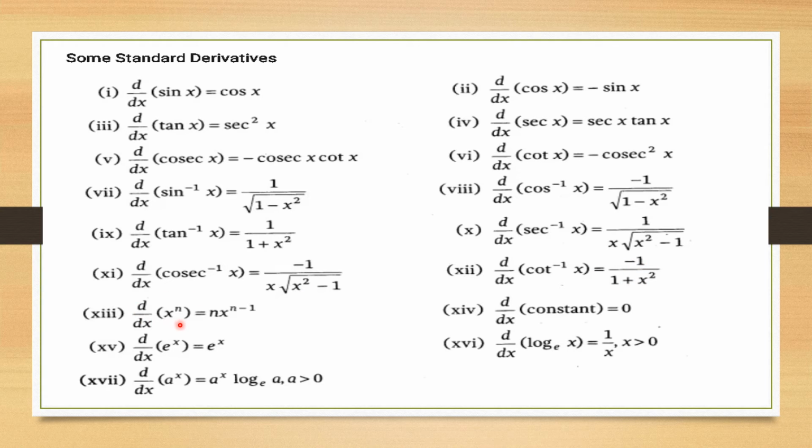d/dx, this is the power rule: x raised to power n is n x to the n minus 1. Derivative of e to the x is e to the x. Derivative of a to the x is a to the x log to the base e of a, where a is some positive number. d/dx of a constant is 0, and d/dx of log to the base e of x is 1 upon x, where x should be greater than 0.